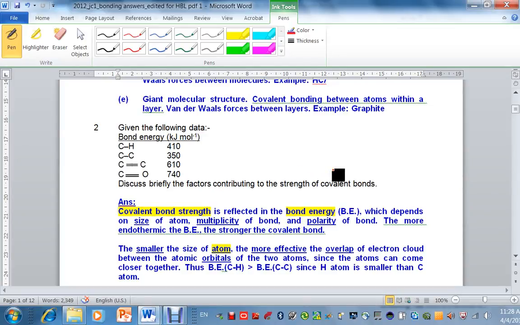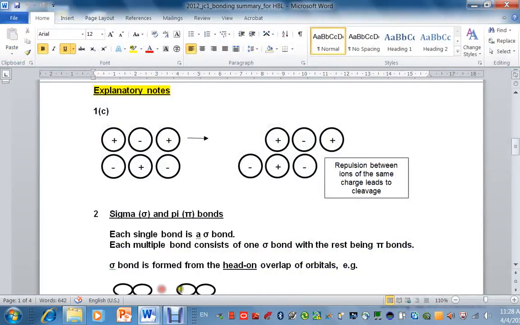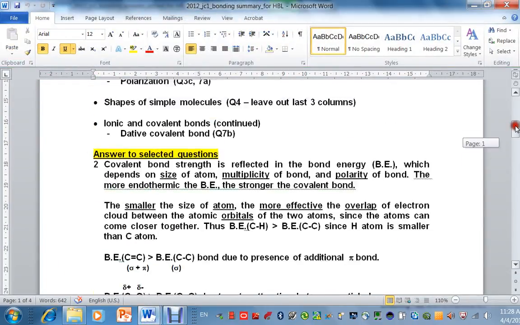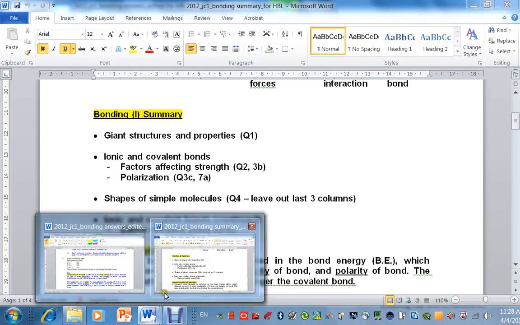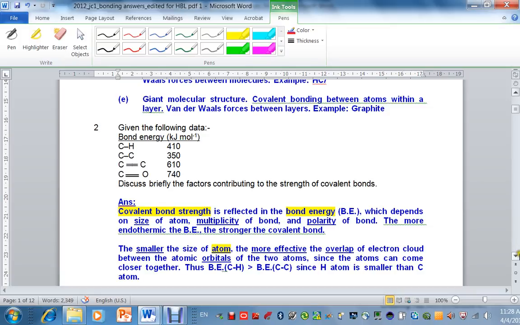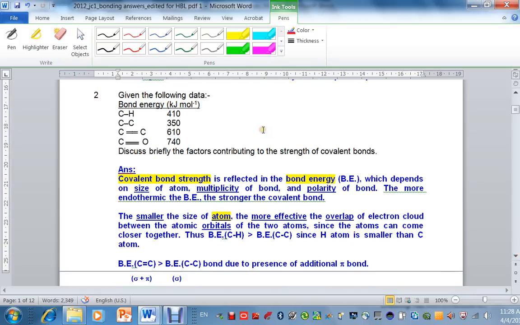Okay, we'll now look at question 2, which deals with the different bond strength of covalent bonds. So if you look at the overview again, we are now at this part, factors affecting the strength of covalent bonds. Basically there are three main factors that affect the strength of covalent bonds.